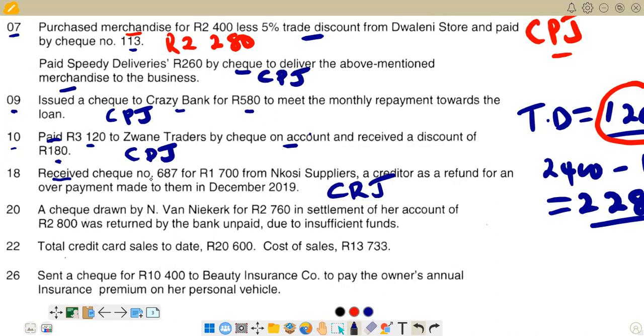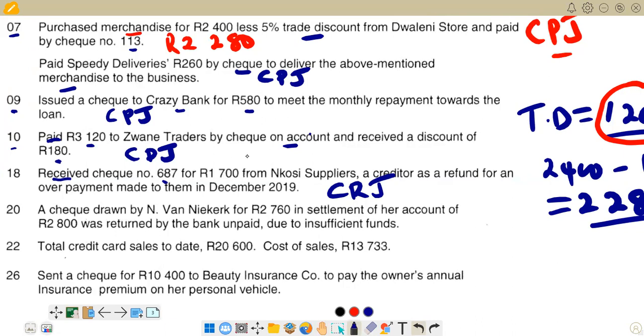So received a check number 687. This is going to be our document number 687 for 1,700 rands from Host Suppliers, a creditor, as a refund for any overpayment made to them in December 2019. So this is from the creditor. So what does it mean?